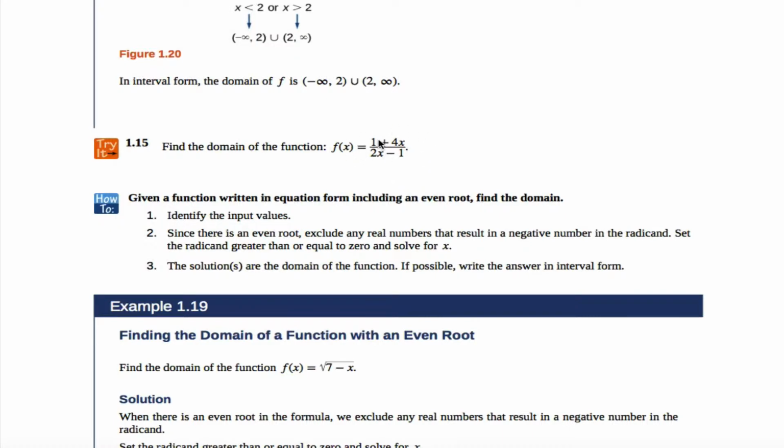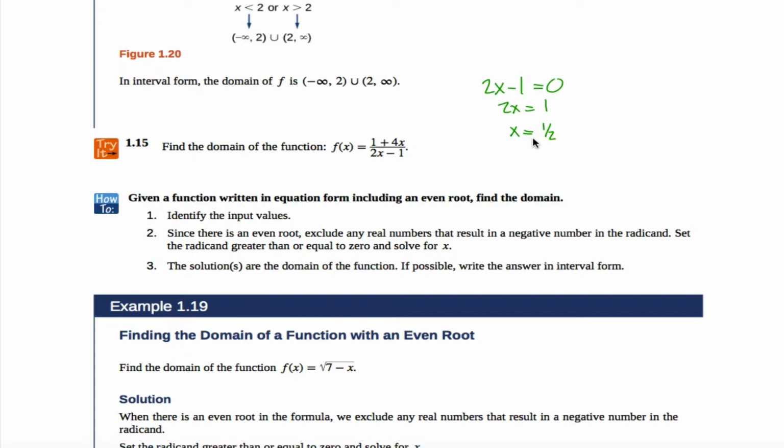Well, this one is a little bit harder to see what values of x would make you divide by 0. You might be able to just talk yourself into it, but a more formal way of figuring it out is taking the denominator, setting it equal to 0, and solving. So to solve this one, I could add 1 to both sides of the equation, and then divide both sides of the equation by 2 to get x equals 1/2.